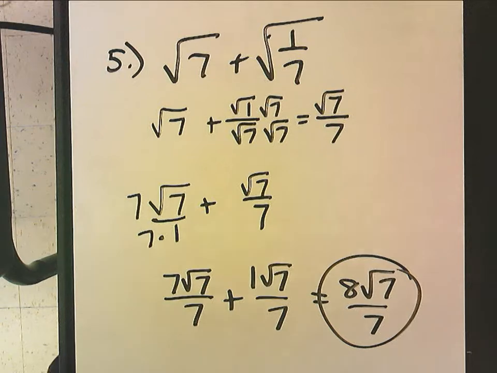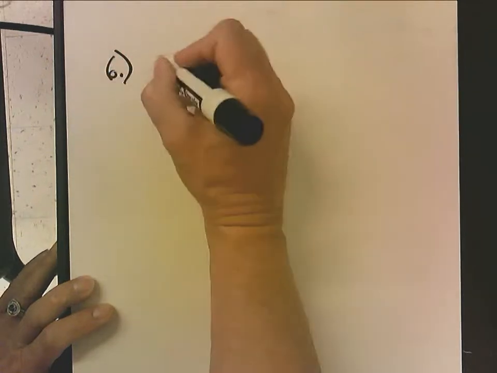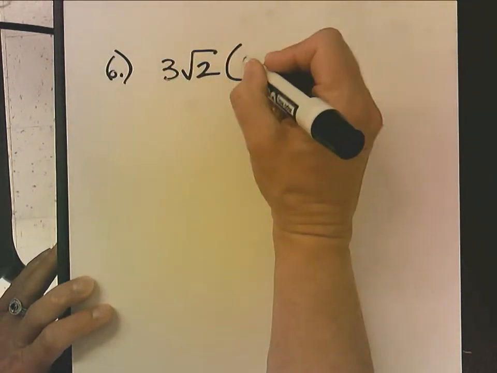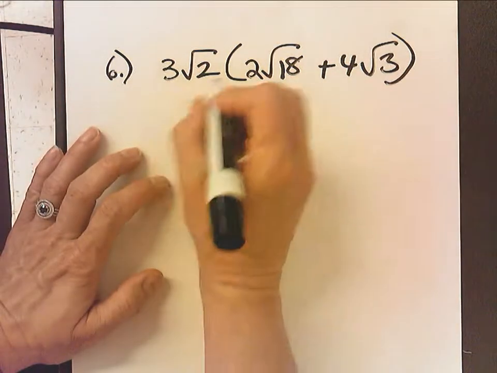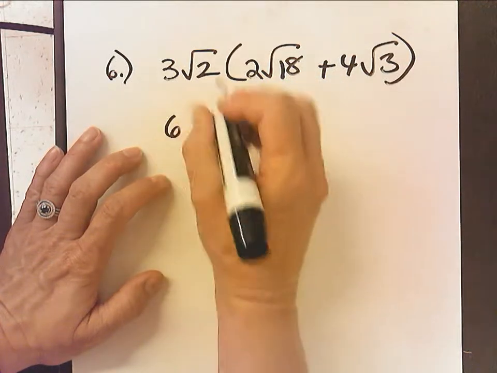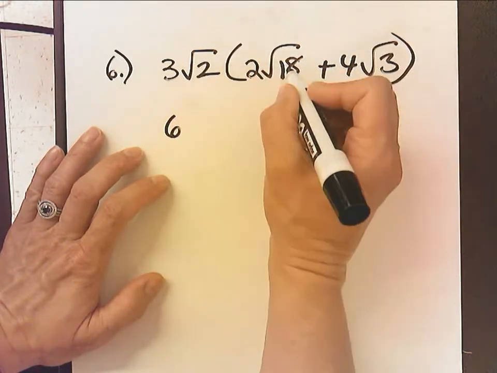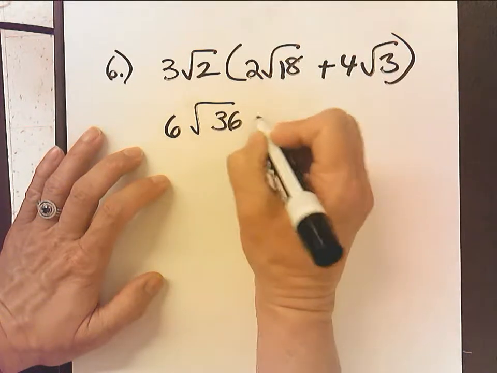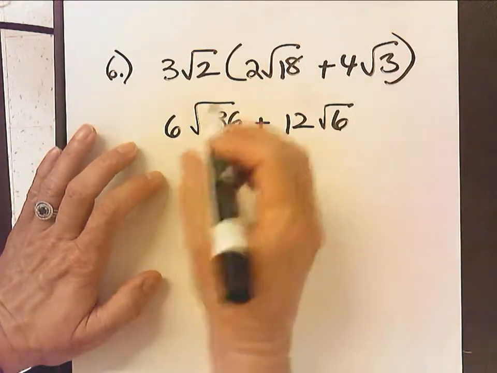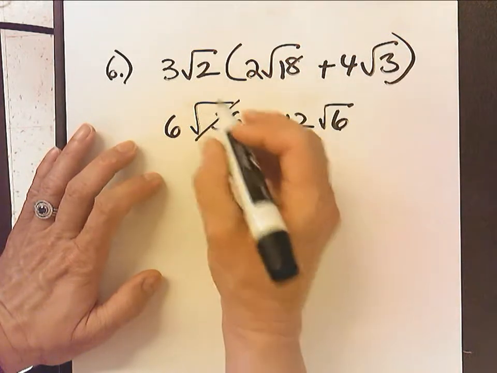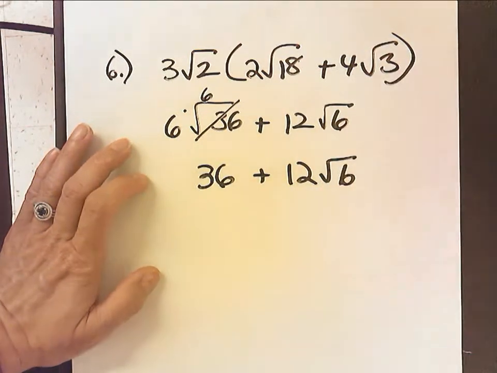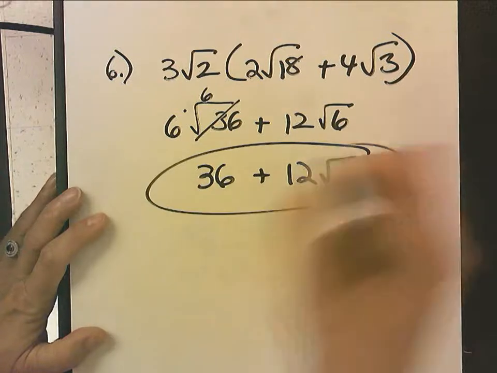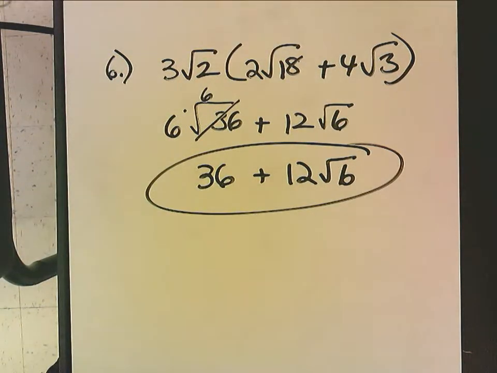Okay, now, number 6 again is just practicing multiplying. So I have 3 root 2 times 2 root 18 plus 4 root 3. When I multiply, number multiplies number. 3 times 2 is 6. Radical multiplies radical. Root 2 times root 18 is root 36. Plus 12 times root 6. Root 36 simplifies to 6. 6 times 6 is 36. Plus 12 root 6. So that becomes 36 plus 12 root 6.